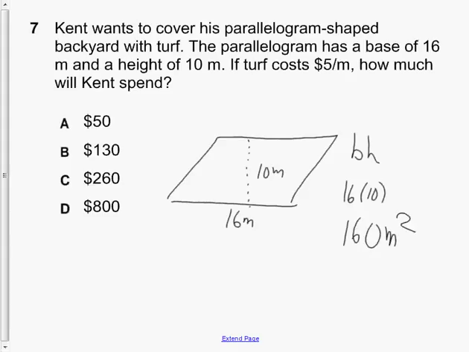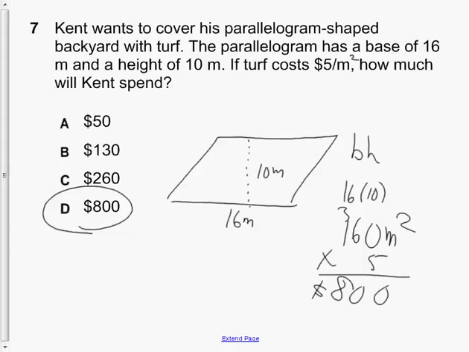And if turf costs $5 per meter squared, it should be a square there. I guess it didn't come out in the print. If it costs $5 per square meter, how much will it spend? So I'm going to multiply this by 5, and I get $800, which is D. The cost of turfing that backyard will be $800.